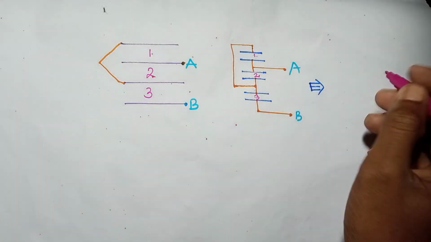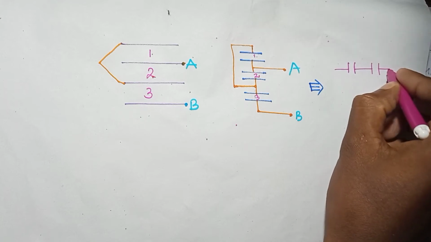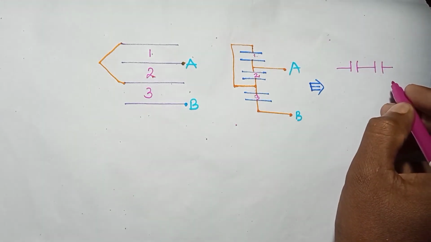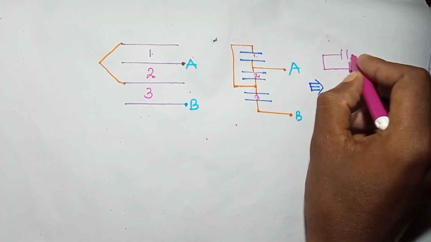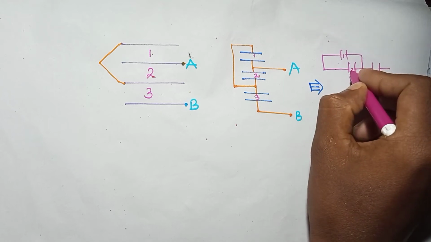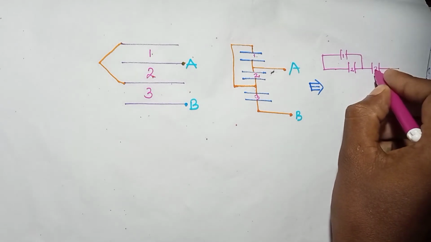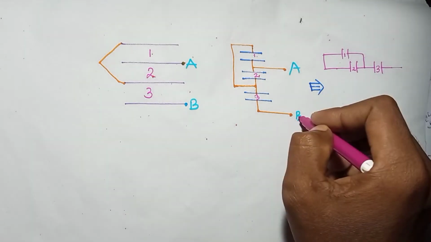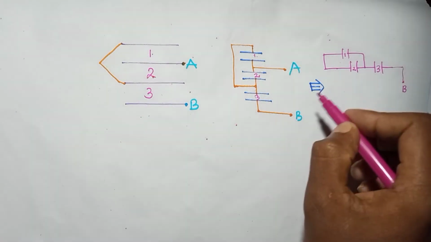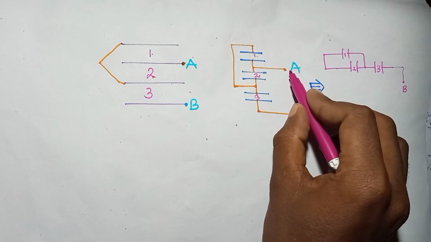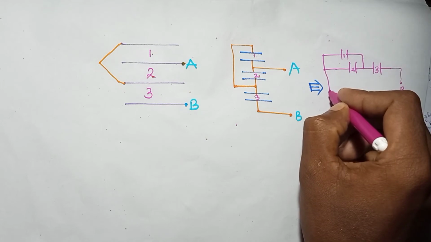Capacitor 1 and capacitor 2 are in parallel and they are connected in series with capacitor number 3. The point B is connected to capacitor 3 and the point A is in between capacitor 1 and 2. So the point A is from here.